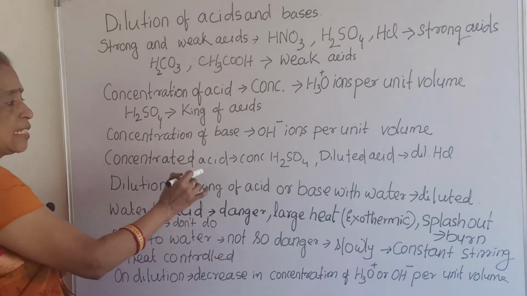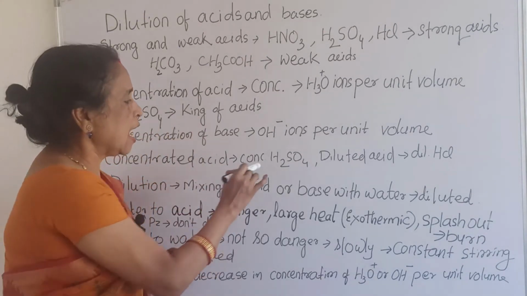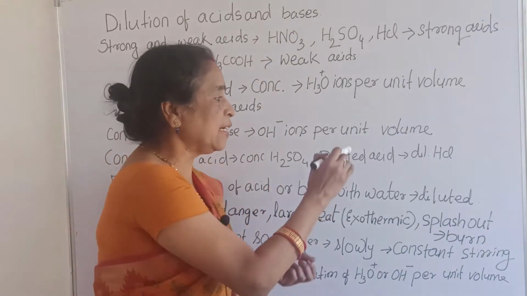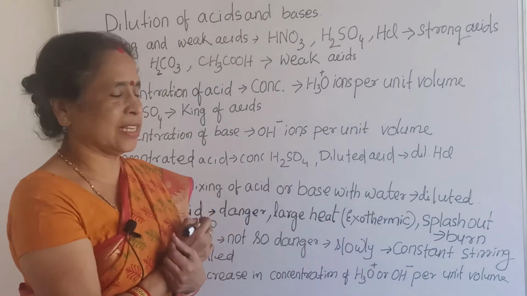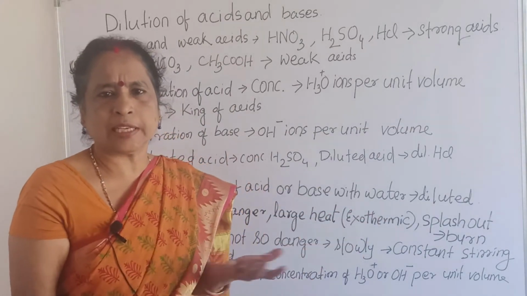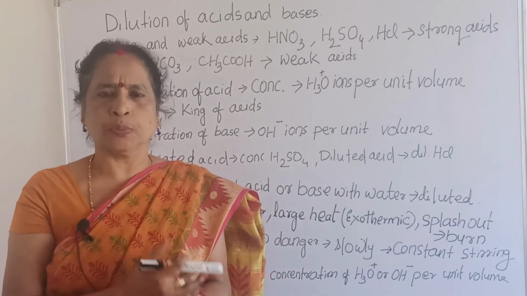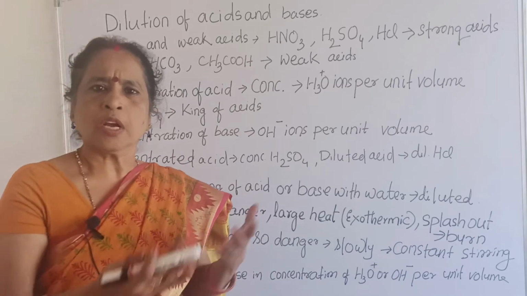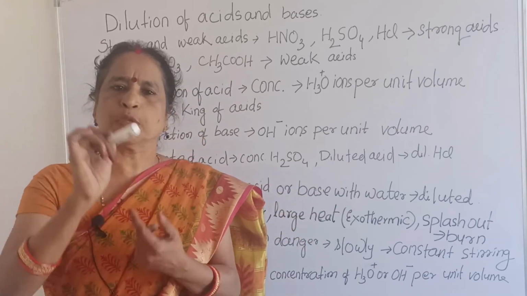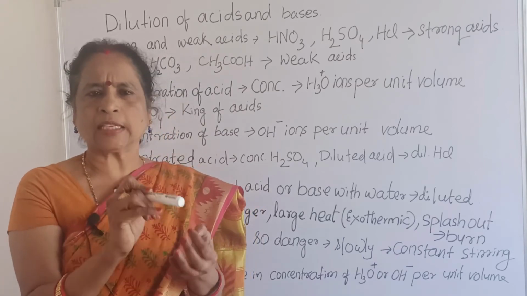Then concentrated acid means, just like how can you write concentrated, CONC dot H2SO4. And diluted acid, how to write DIL dot HCl. You can ask, what is the difference between concentrated and dilute? Both are acid, same acid. Suppose I want to say concentrated H2SO4, dilute H2SO4. Concentrated H2SO4 means you will write CONC dot H2SO4. Dilute H2SO4 means you will write DIL dot H2SO4.